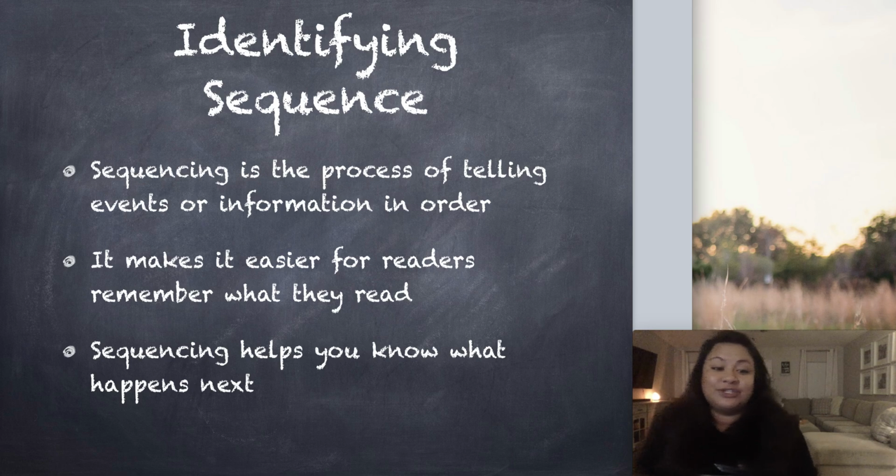Now let's go on to identifying sequence. Sequencing is the process of telling events or information in order. It makes it easier for readers to remember what they read, and sequencing helps you know what happens next. This one's a little bit easier, I feel like, because you guys do really well with those sequencing words.